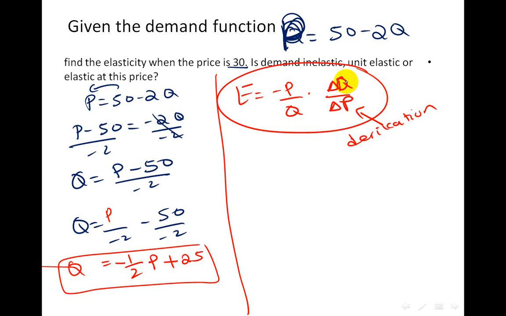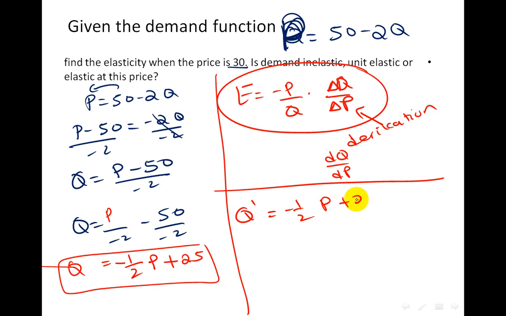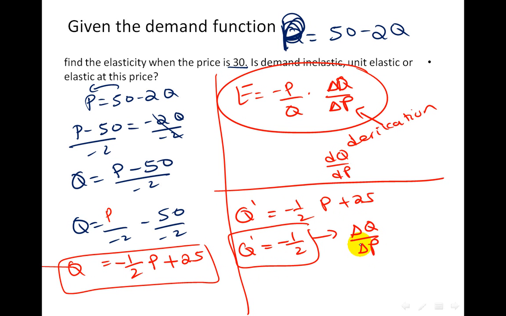So here instead of change in Q over change in P, you can put derivation of Q. This means derivation, by the way. So here I will take this formula and derivate it. If you derivate this one, what will happen? Minus half P will be left as negative half, and this is a constant number, so it will be 0. So the derivation is negative half. This can be plugged in instead of change in Q over change in P.